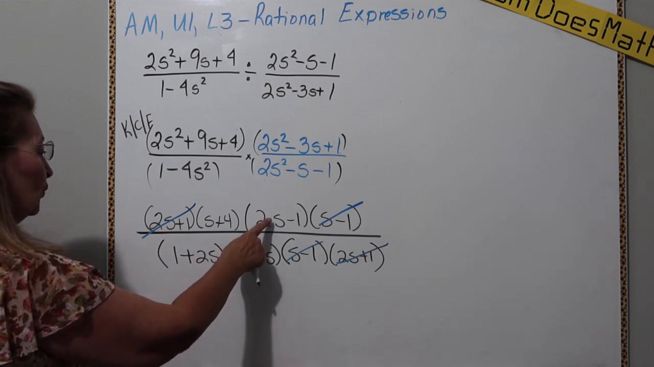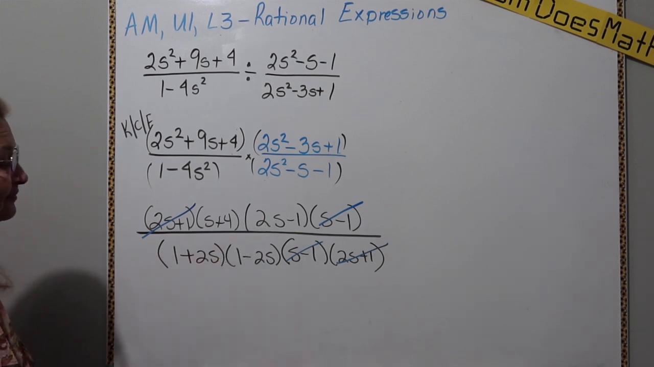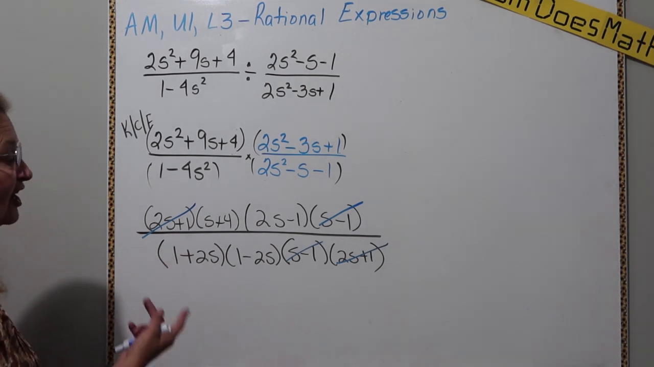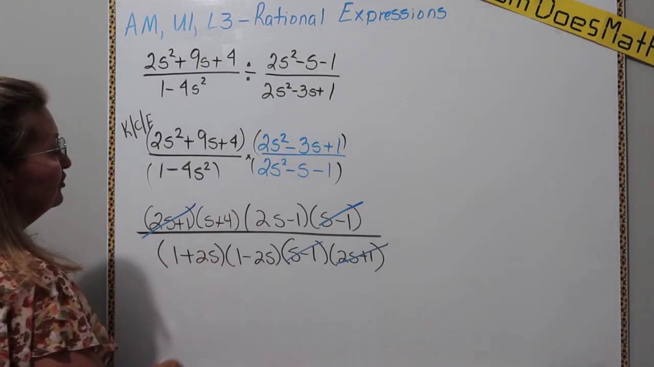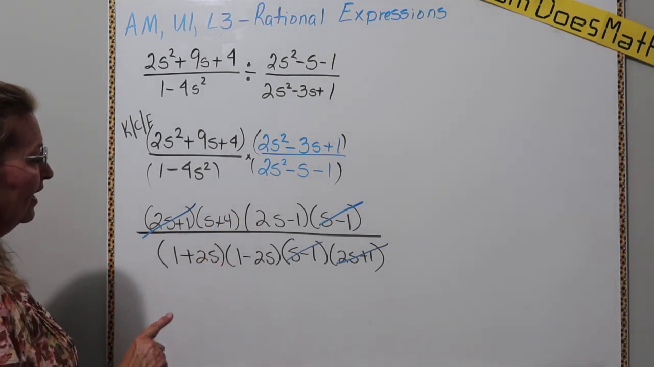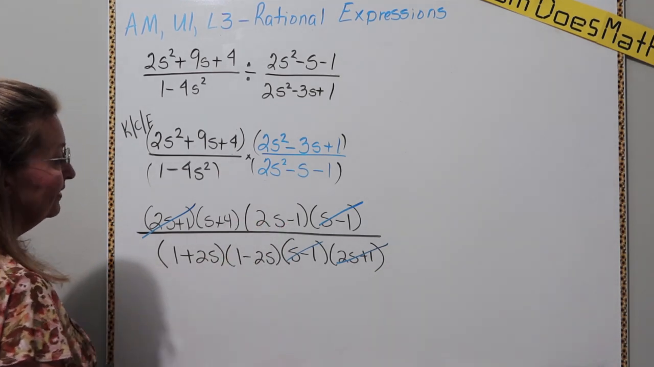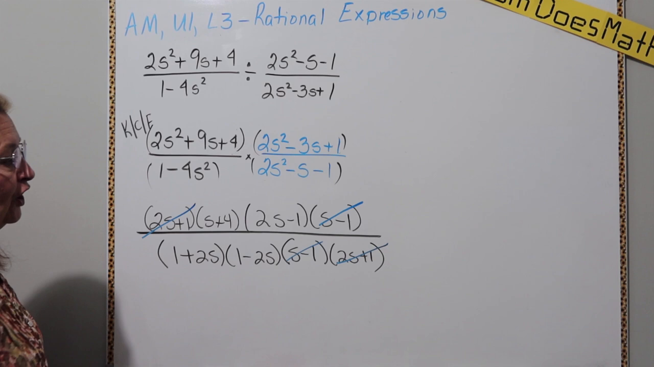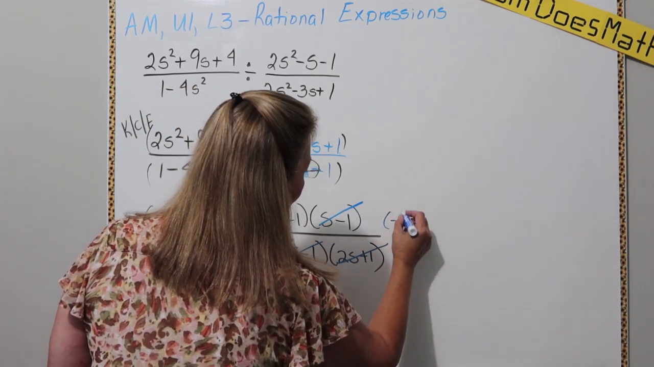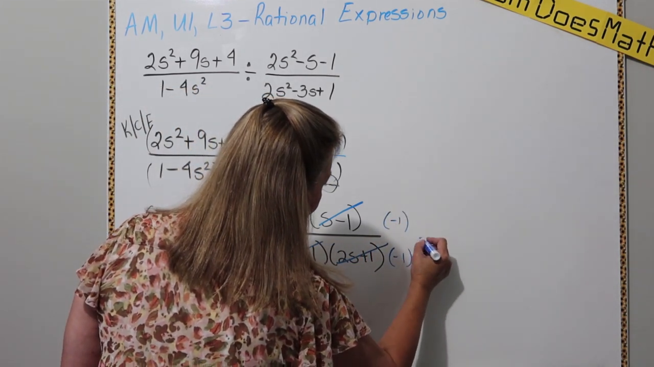This would cancel with that, wouldn't it, if they were reversed. So this is that thing that catches your eye. When you have the same numbers in the opposite places and they have a minus sign in there, what do you do? You're going to multiply by negative 1 over negative 1.